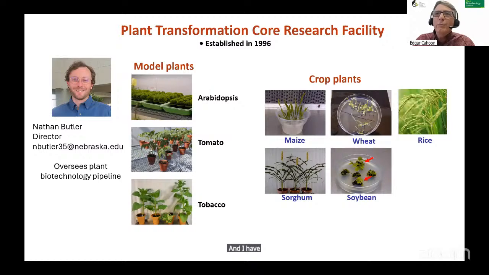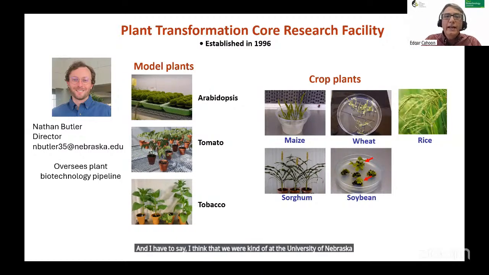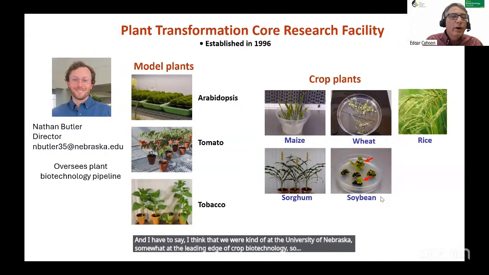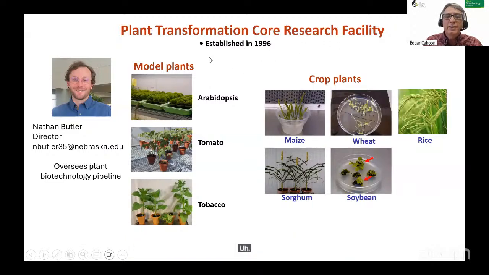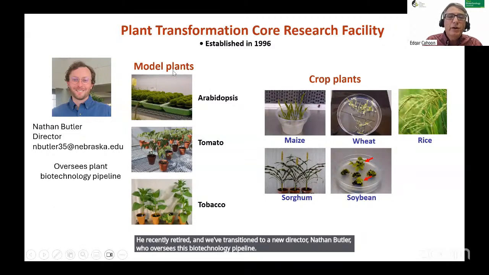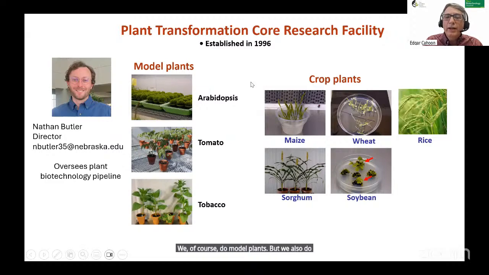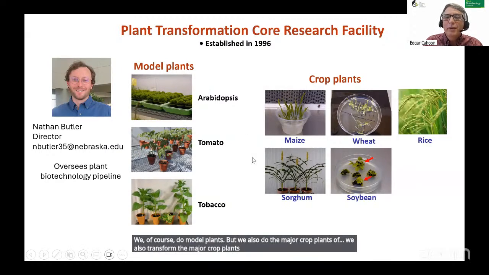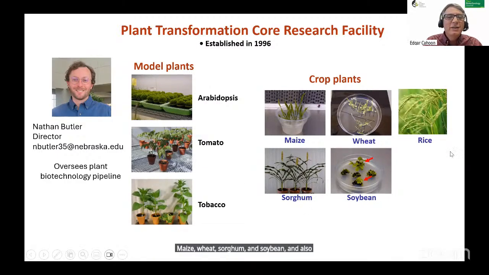And I have to say, I think that we were at the University of Nebraska somewhat at the leading edge of crop biotechnology. Our former director of the Plant Transformation Core Research Facility, Tom Clemente, started transformation capacity at our university with crops very early in the 1990s. In fact, he recently retired, and we've transitioned to a new director, Nathan Butler, who oversees this biotechnology pipeline. We, of course, do model plants, but we also transform the major crop plants of Nebraska: maize, wheat, sorghum, and soybean, and also rice, which is not a major crop. Nathan also does fee for service, so please reach out to Nathan. That's his email address if you are inspired to translate your knowledge from Arabidopsis to a crop.